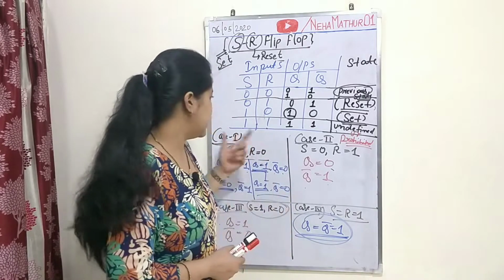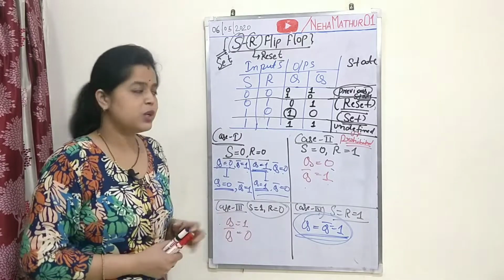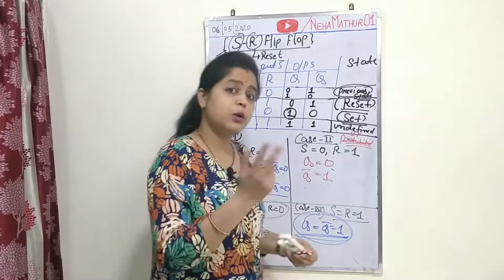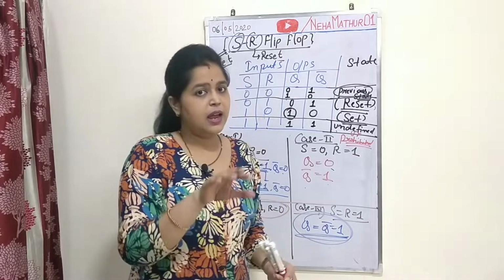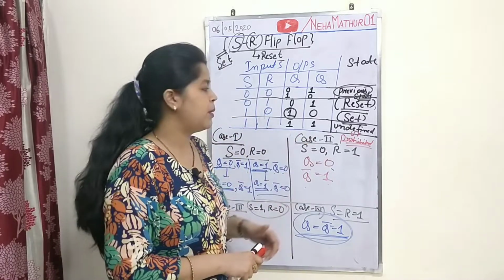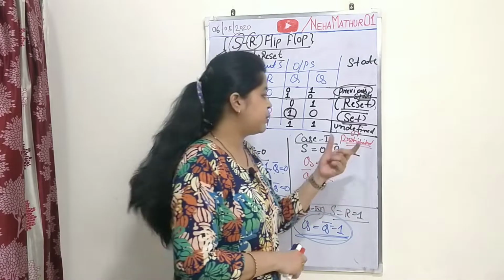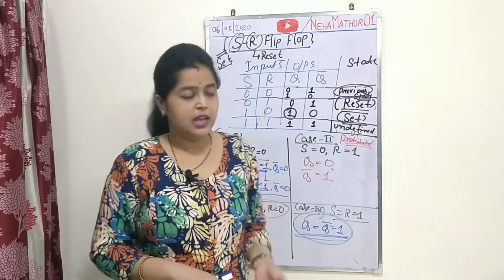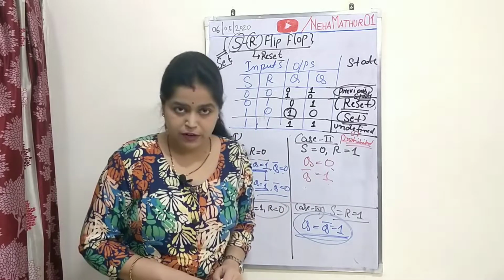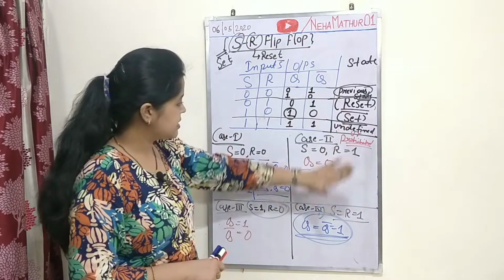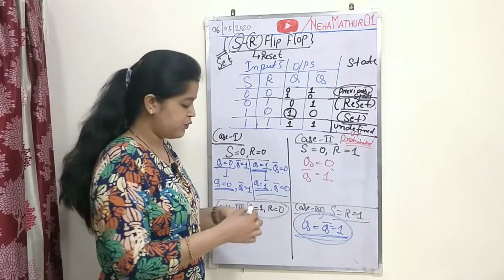While for the fourth case, when both S and R are equal to 1, both the outputs Q and Q bar, which should actually be complements of each other, do not show the complement property. So such a case comes under the category of prohibited state or undefined state. This is the basic concept of the SR flip flop. Now the main issue with this circuit or with this explanation is its fourth state.